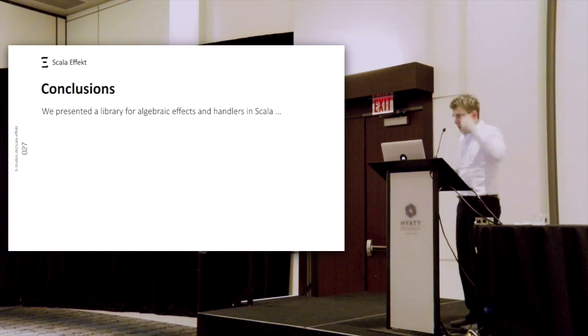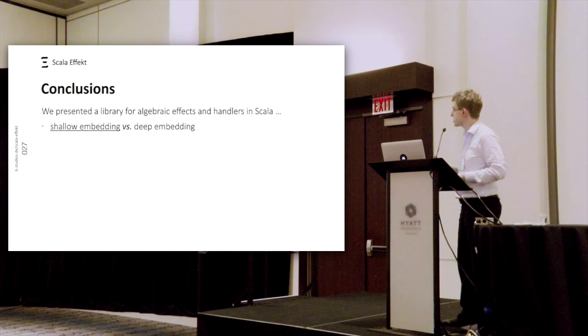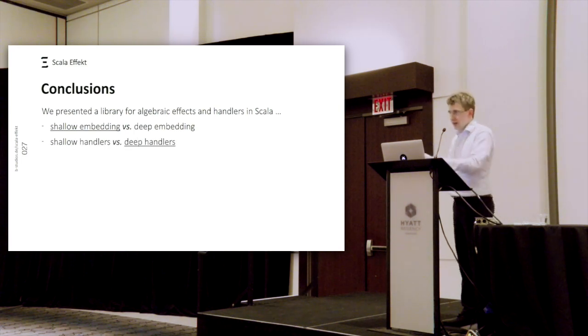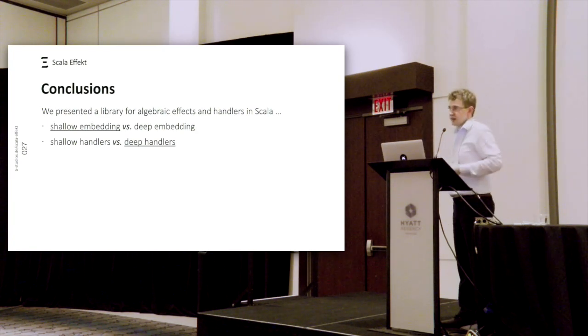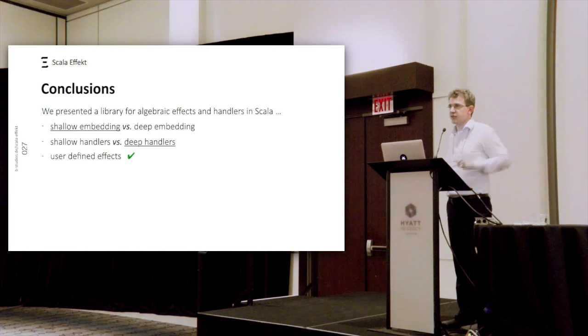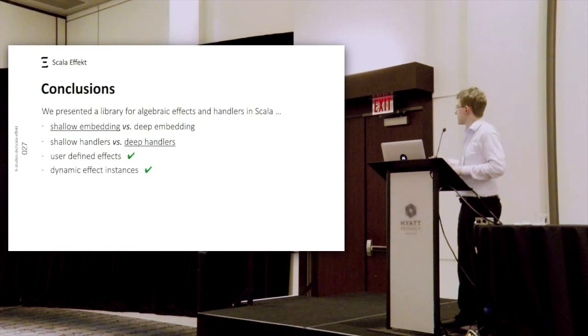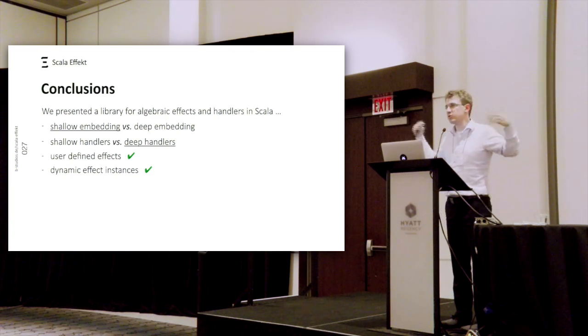Okay, to conclude, I showed you a library for algebraic effects written in Scala. One major design decision was that we use a shallow embedding of effect handlers. By doing that, we also inherently implement deep handlers, though nothing prevents us from reifying the tree again and thereby implementing shallow handlers. We've seen that users can define new effects because they can just define a new trait extending F. I didn't go into detail on that, but we can also have dynamic effect instances. So at runtime, we can create new effects that can be handled.